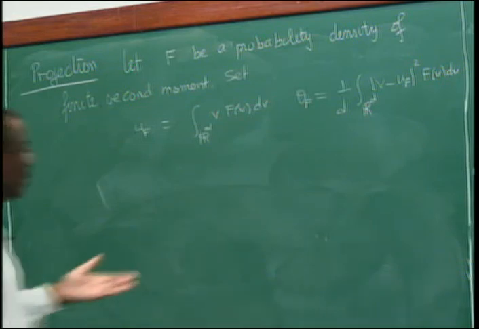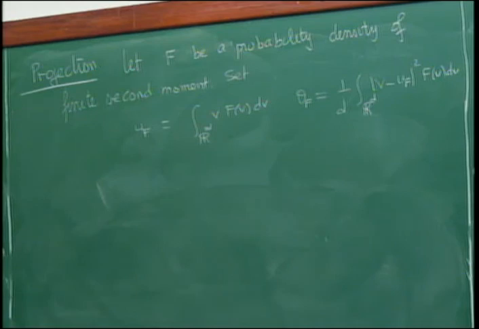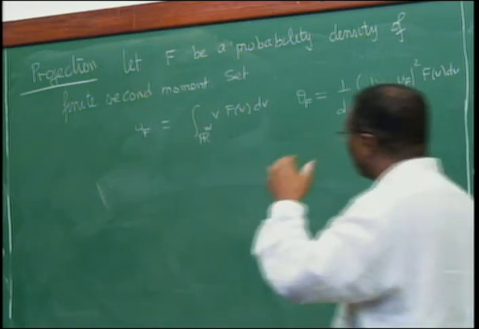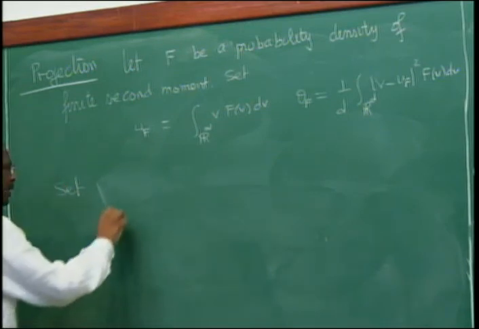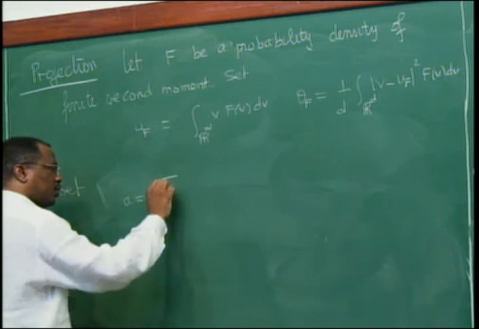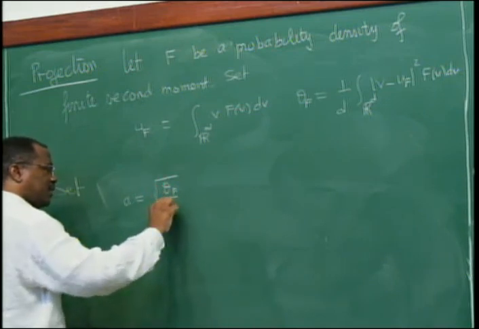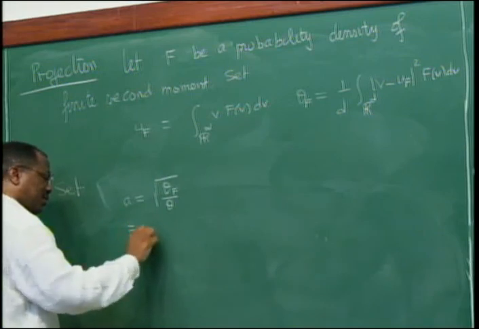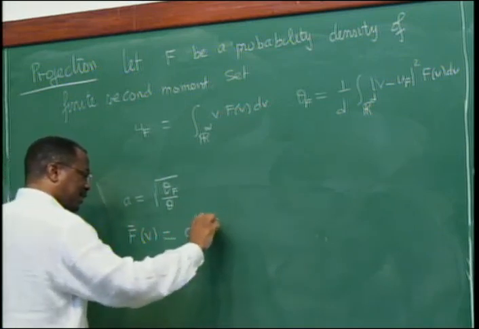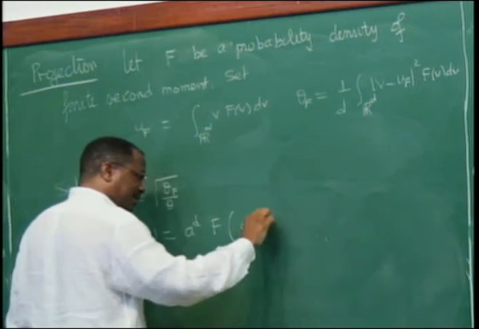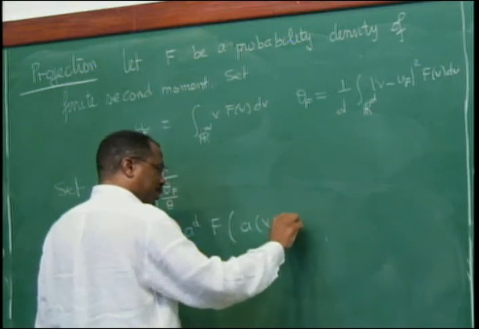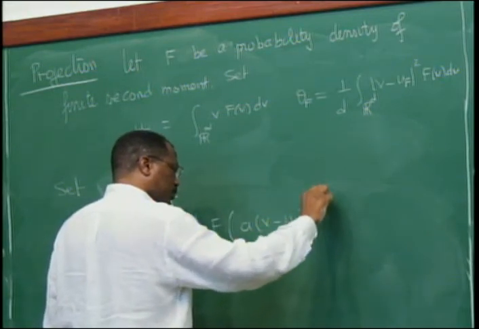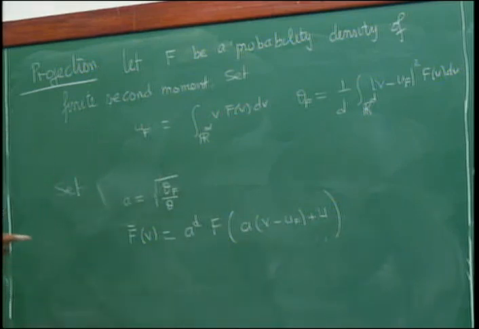I don't know that F is on this set, and I want to replace it by another probability density which is on this set. So set, by magic, A is the square root of theta F over theta, and F bar of V is A to the power D, F of A times (V minus UF) plus U. Then I claim that this new function is on my sphere.